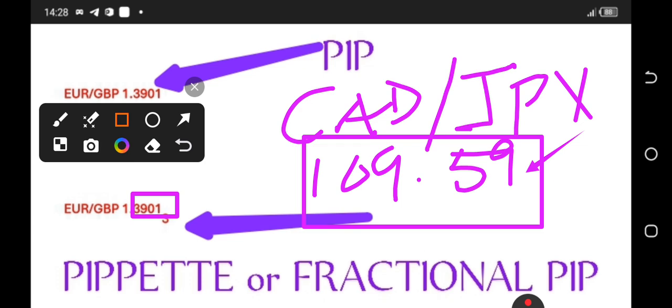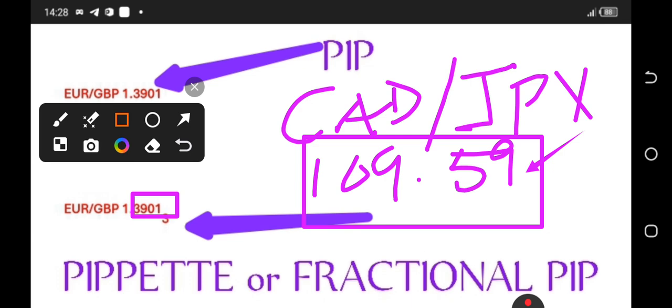That is how the Japanese yen pairs are arranged, and that is maybe because of economic factors, or maybe due to the fact that the Japanese yen is slightly lower in value than the US dollar or other major currencies. So maybe that is the reason why it is like that. But just have it in mind for the Japanese yen pair.